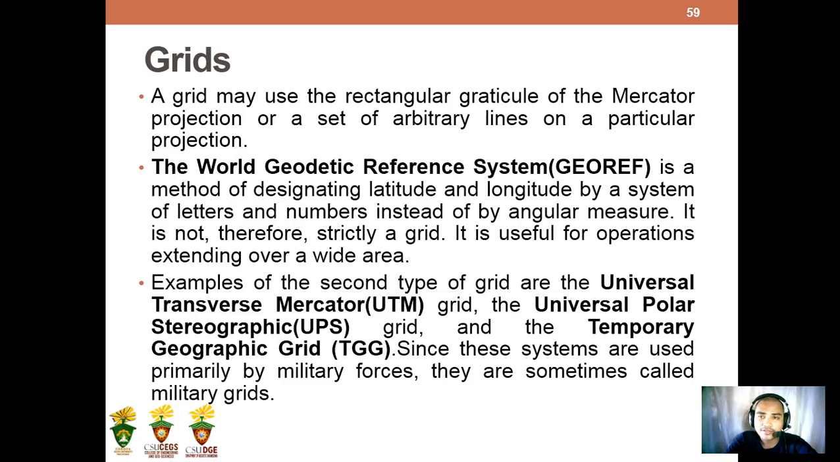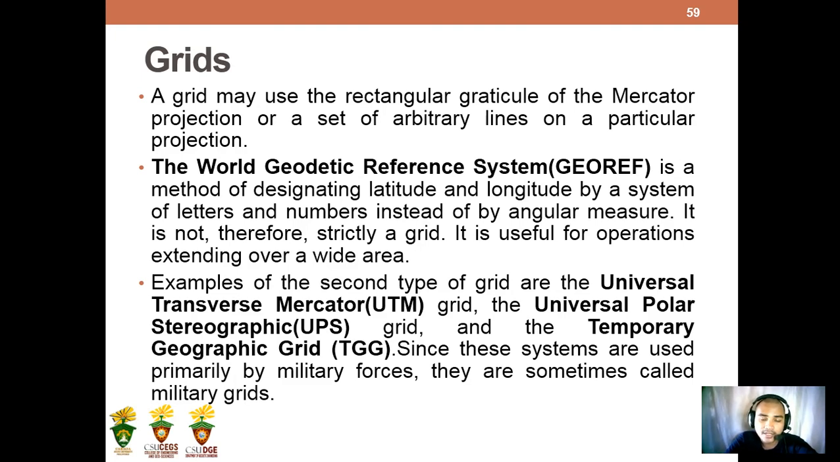So they are using zones. They divide the world into how many zones? 60 zones. So it can be used as grids, designating latitude and longitude by a system of letters and numbers instead of angular measurements. It is not strictly a map projection, but it is useful for operations extending over a wide area. An example of the second type of grid is the Universal Transverse Mercator.